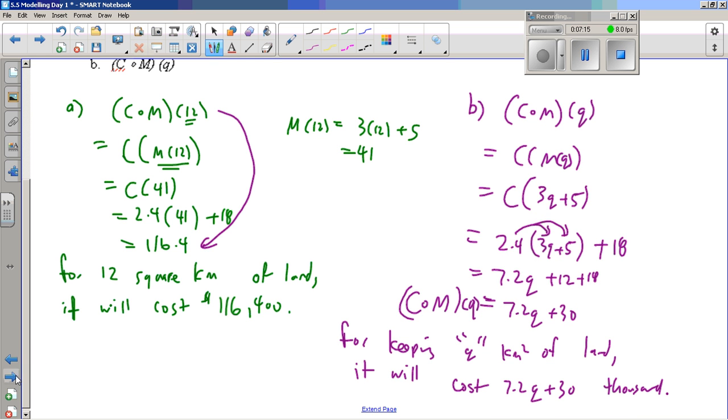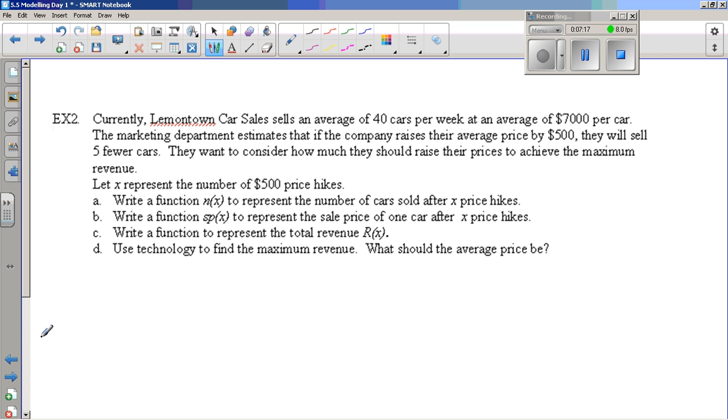Last? Currently, Lemontown Car Sales sells an average of 40 cars per week at an average of $70,000 per car. The marketing department estimates that if the company raises their average price by $500, they will sell one fewer of these. Okay, this is one of these ones where we've got, you know, you raise the price, you'll make more money, but you get fewer customers. And we've seen these a few times over the years.